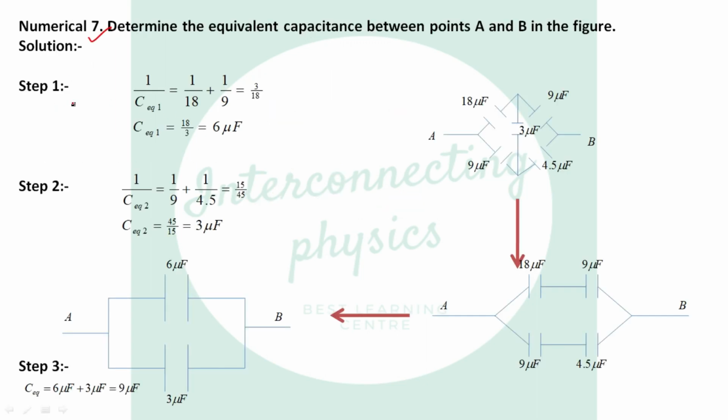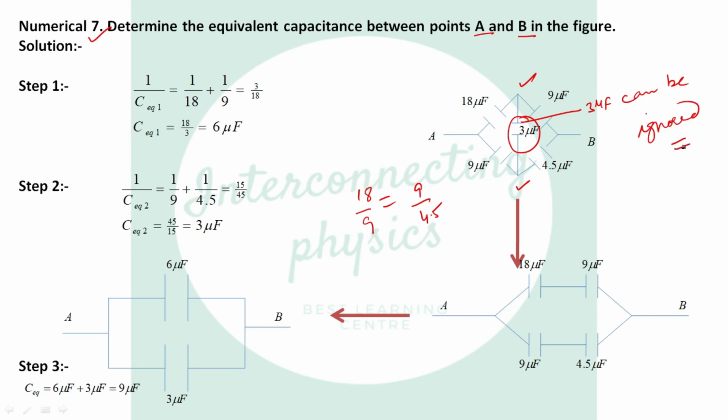numerical number 7. We are given some circuit and let us calculate the equivalent capacitance between point A and B. Here we are given some Wheatstone bridge. And what is the condition for Wheatstone bridge? If 18 divided by 9 is equal to 9 divided by 4.5, then potential at this point will be equal to potential at this point. 3 microfarad can be ignored.